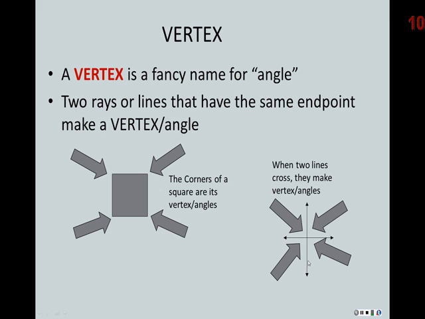Likewise, if I have two crossing lines that are perpendicular, that means they're 90-degree angles, they're straight up and down or straight left and right, vertical and horizontal, then I've also created four vertices. I have one here, one here, one here, and one here. So crossing lines create angles, and certain figures create angles.